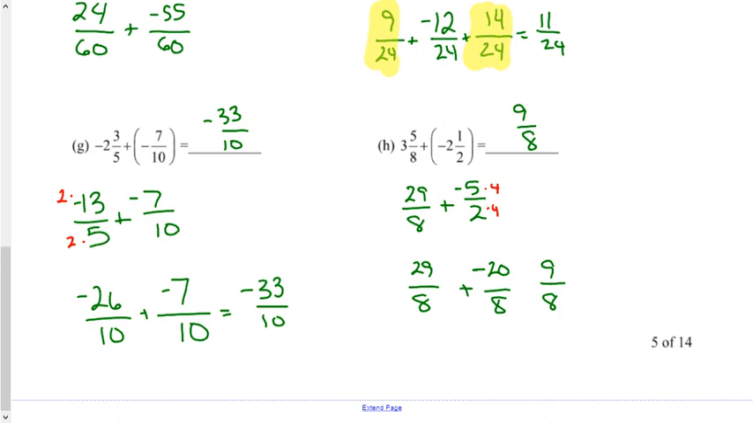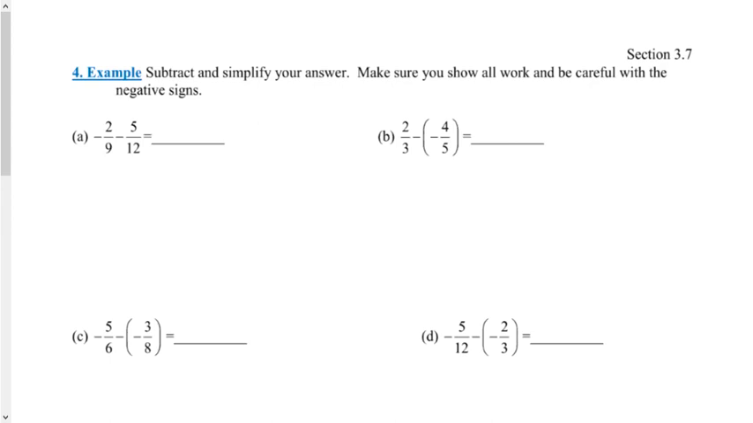All right, let's move on and do a few more of these with some more negatives. I hope you're with me. I hope you're having fun with all of these fractions.